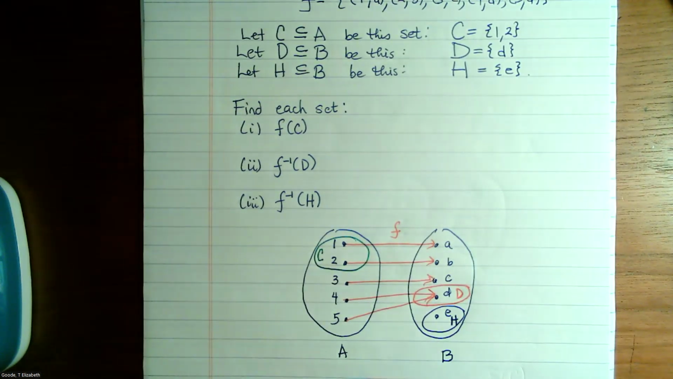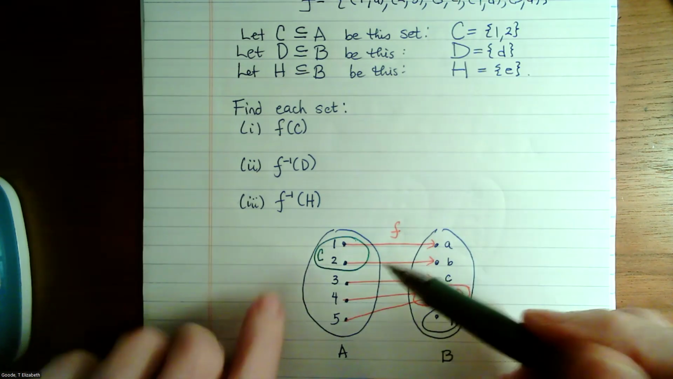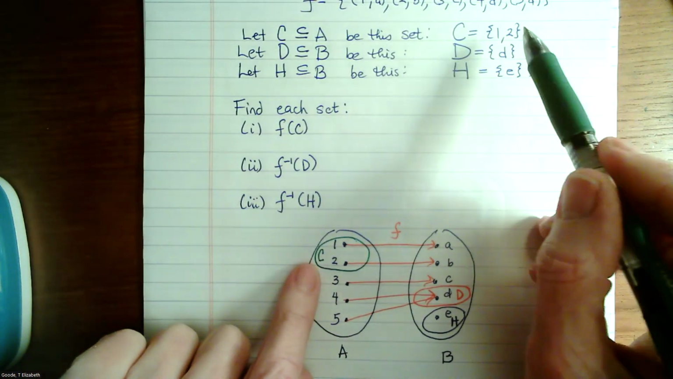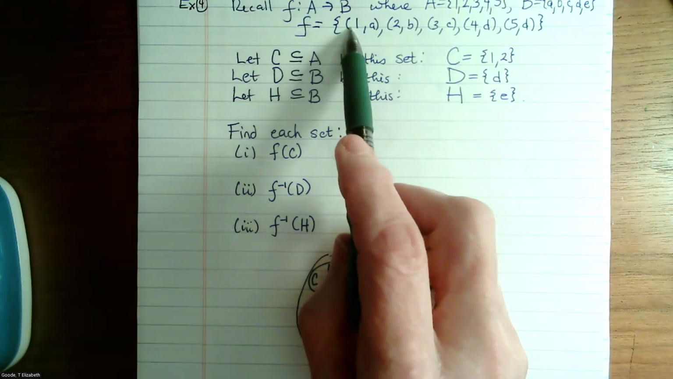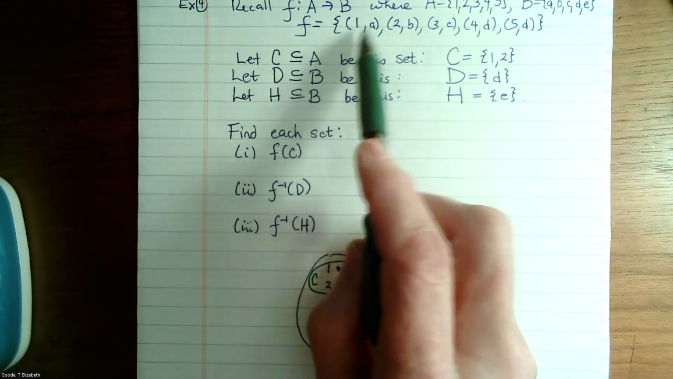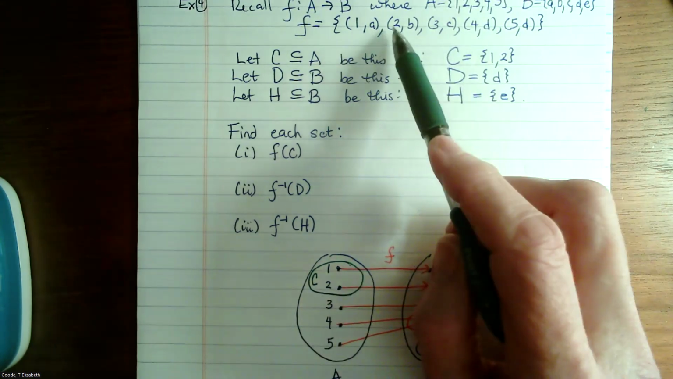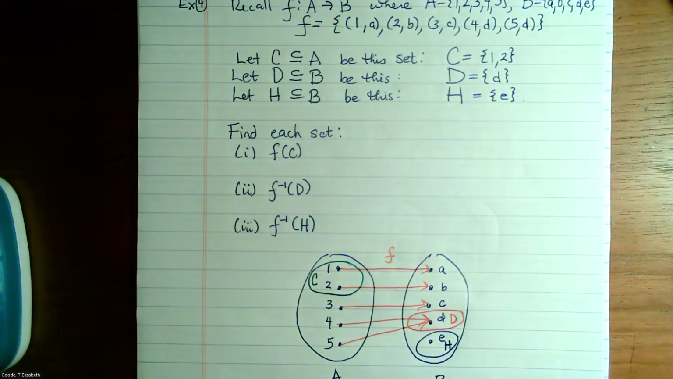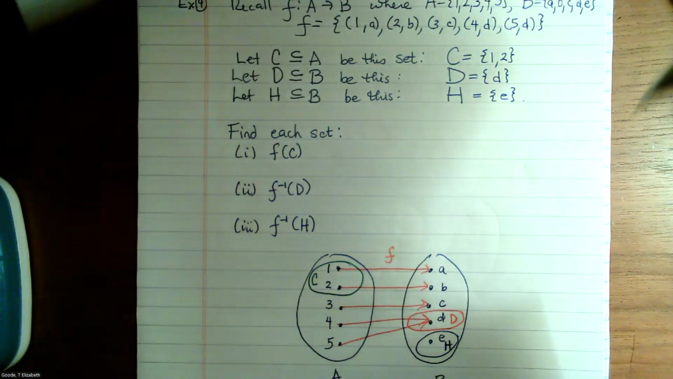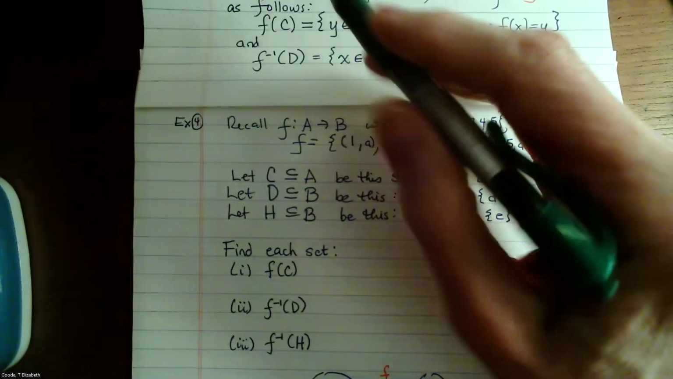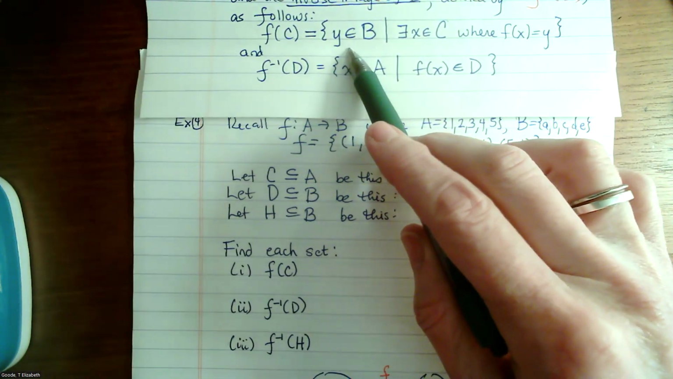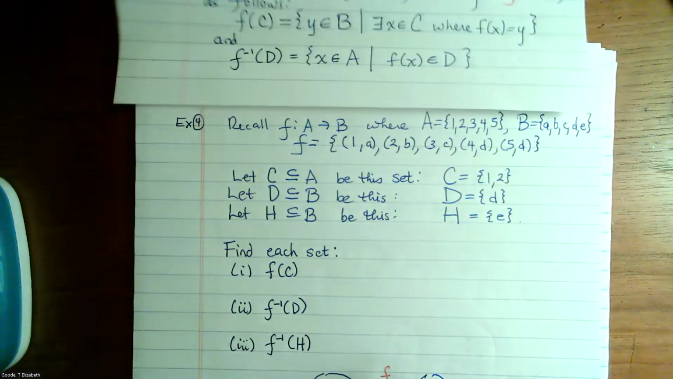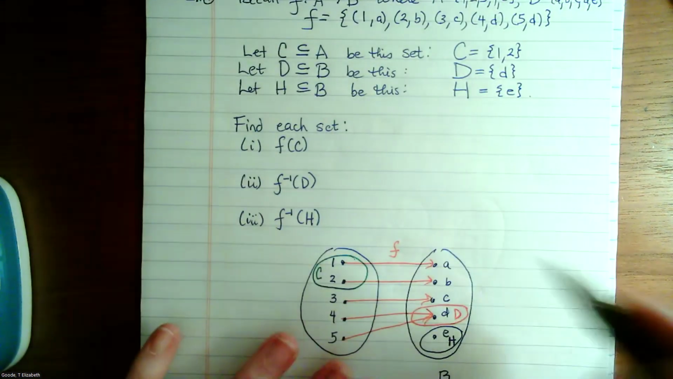This should help us, because when we're looking for f of C, okay, so C has 1 and 2 in it. If you just want to do it algebraically, look where 1 was sent, all right? Look at what 1 is pairing up with, and then look at 2, and look what 2 is pairing up with. It's these second coordinates that, by definition, are f of C. F of C is the set of second coordinates where the first coordinate comes from the set C. All right. So what would be in f of C?